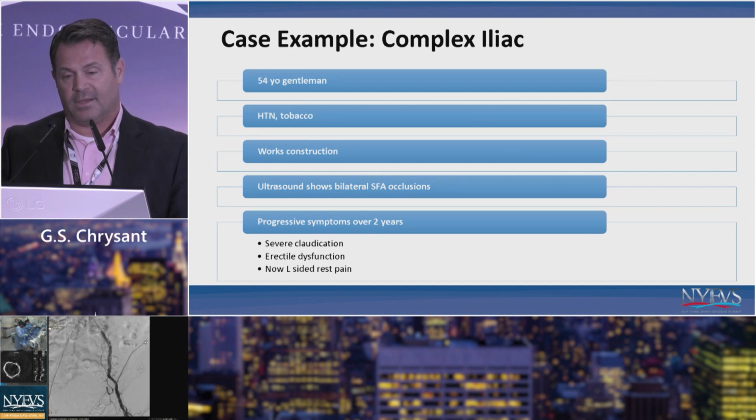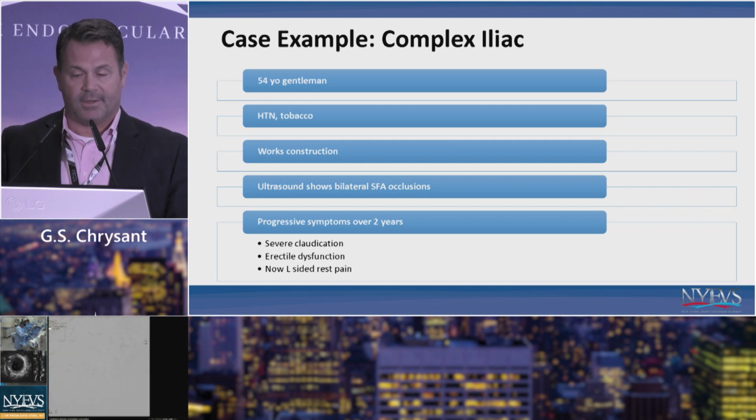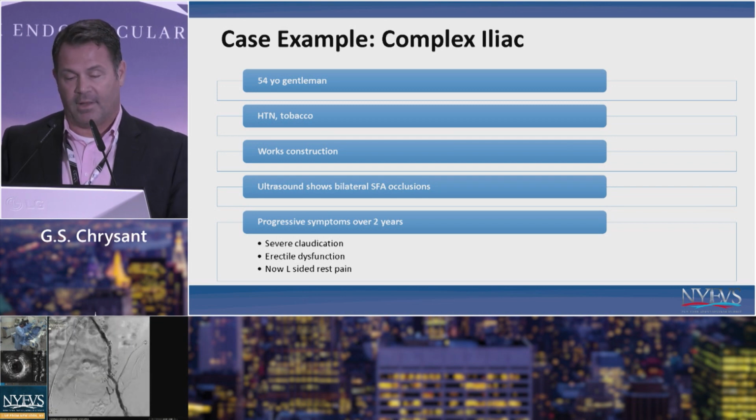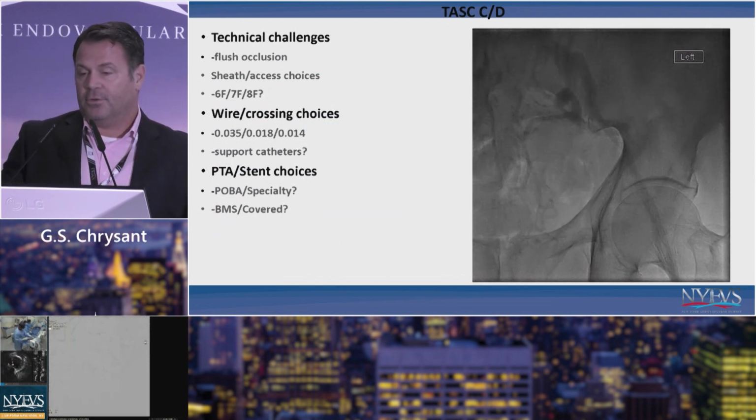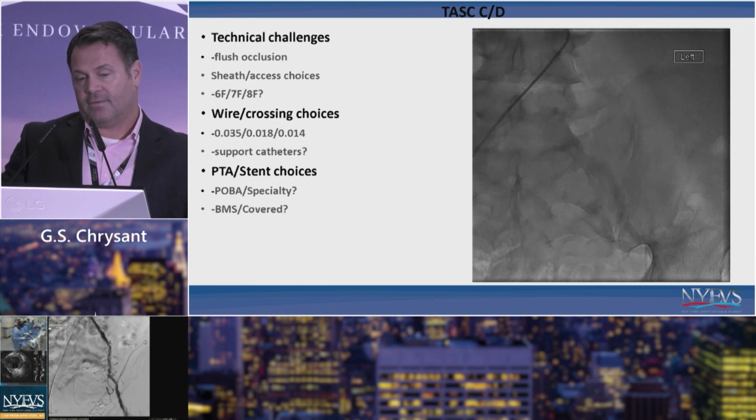Another complex iliac case, 54-year-old guy, smokes, works construction, has horrible bilateral SFA occlusions that reconstitute below the knee, and then now had severe claudication, erectile dysfunction, and rest pain. So here's the initial shot. So he's flush occluded more or less on the left common iliac.